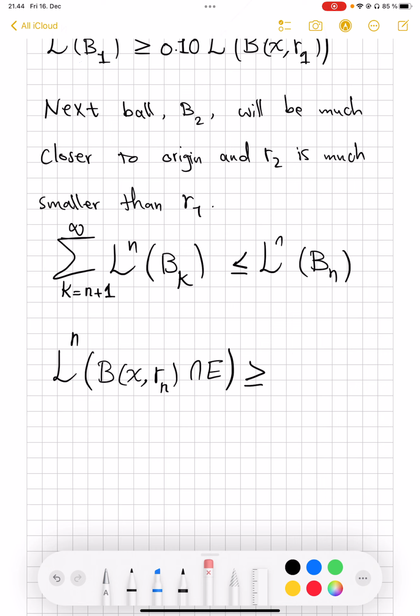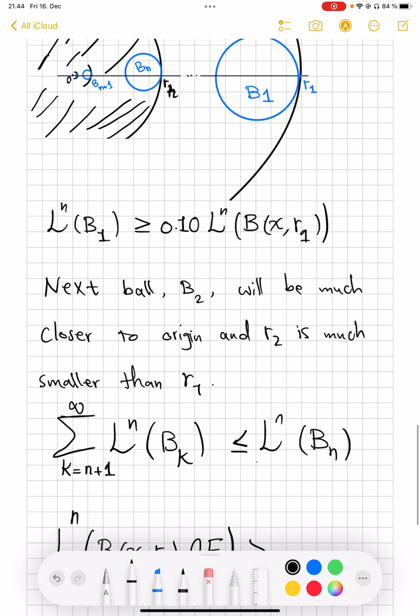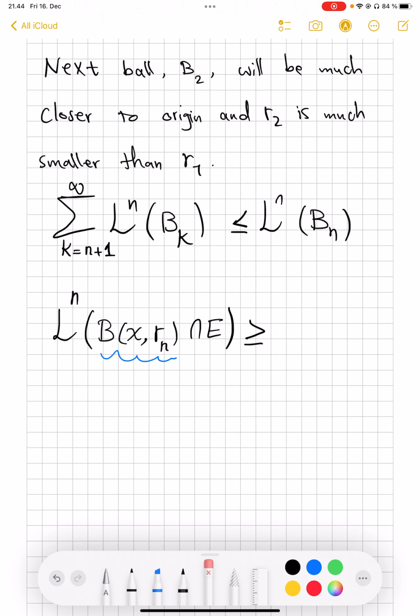Okay, so from this huge one, there is 10% removed in the very first ball. So here is my Rn, and I'm looking at this huge ball here. So 10% is removed right here with the ball Bn, and the remaining removed balls, as we said, contribute at most as much. So that will make it 20%. So the most you can remove is 20%. So the remaining part will be at least 80% of the ball of radius Rn at x.